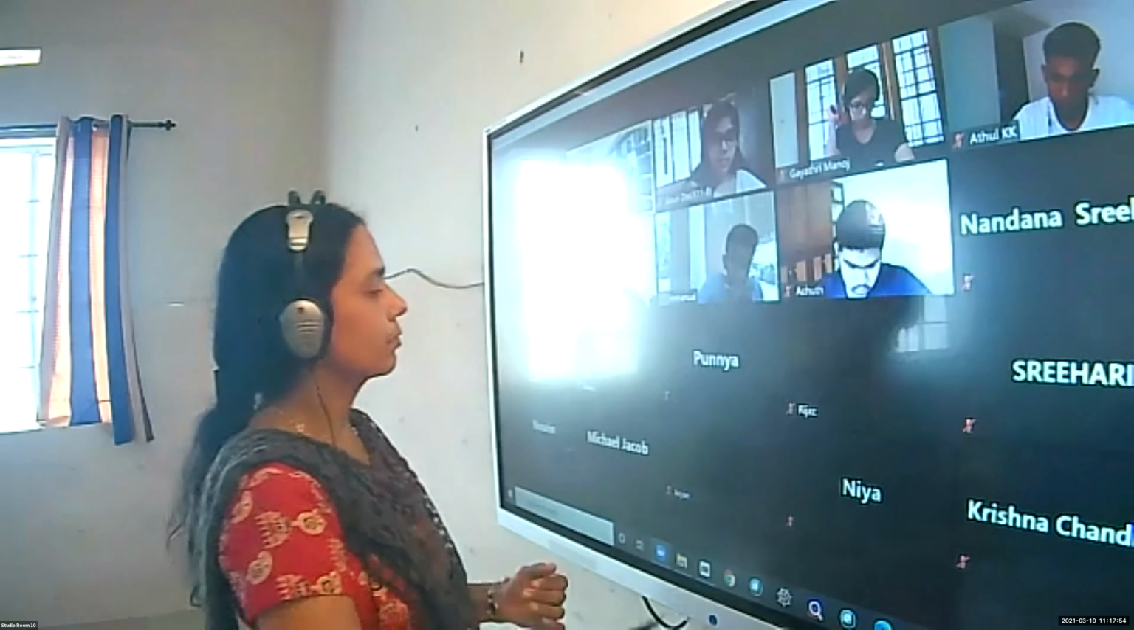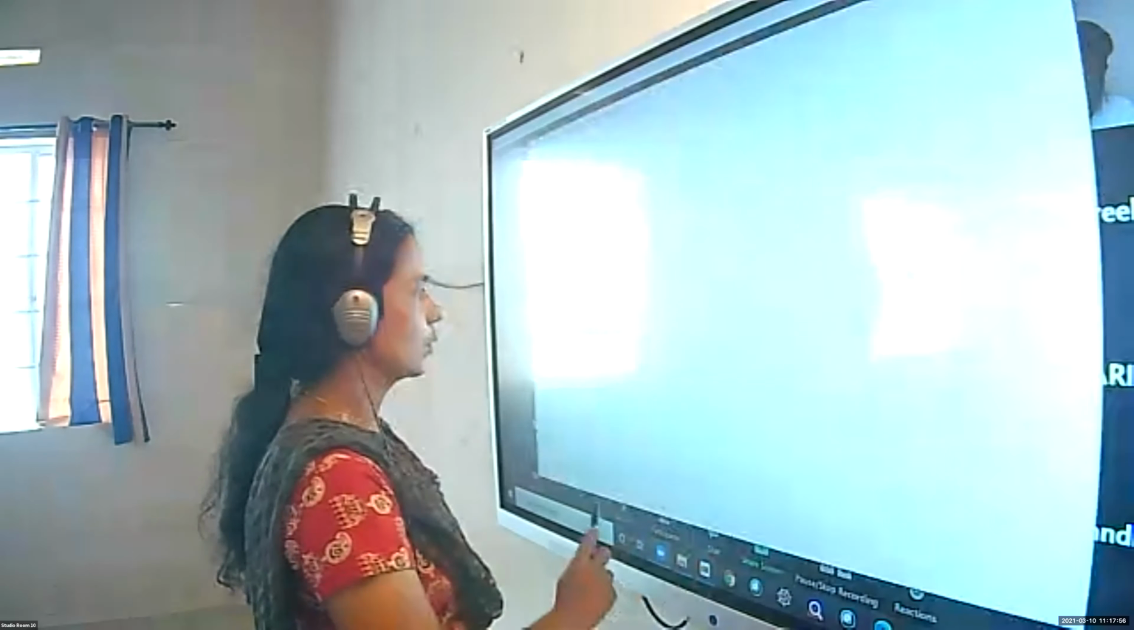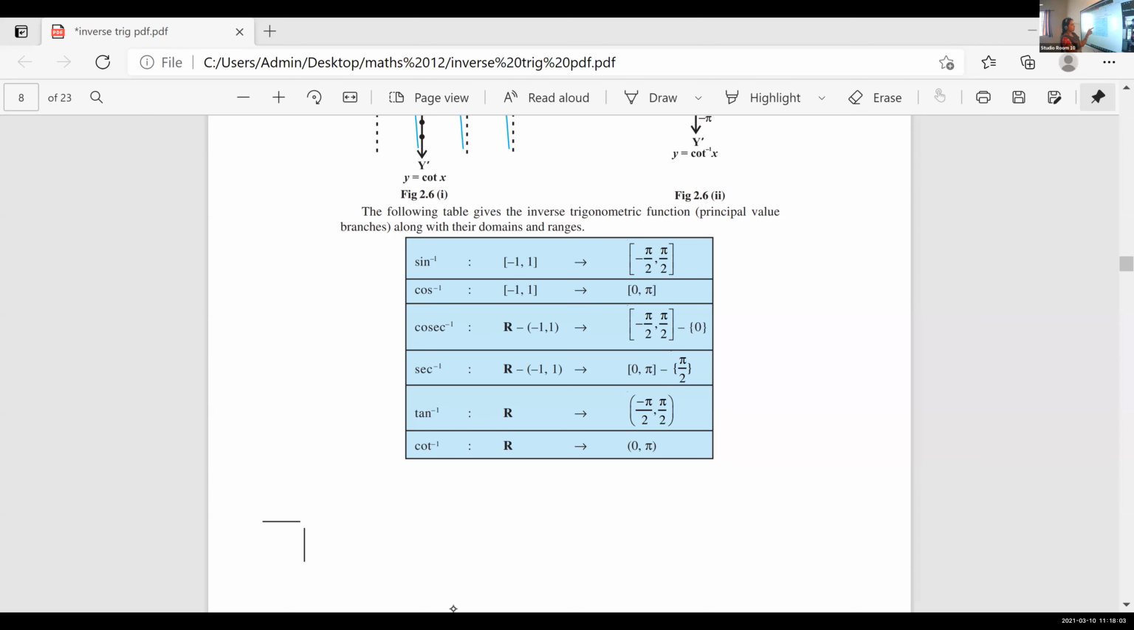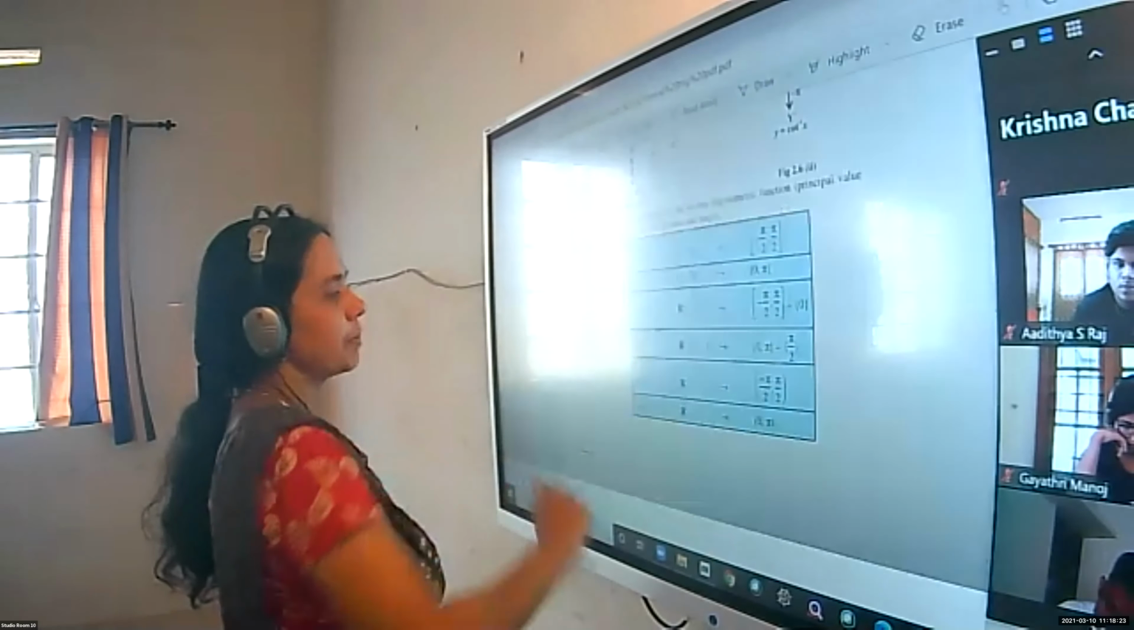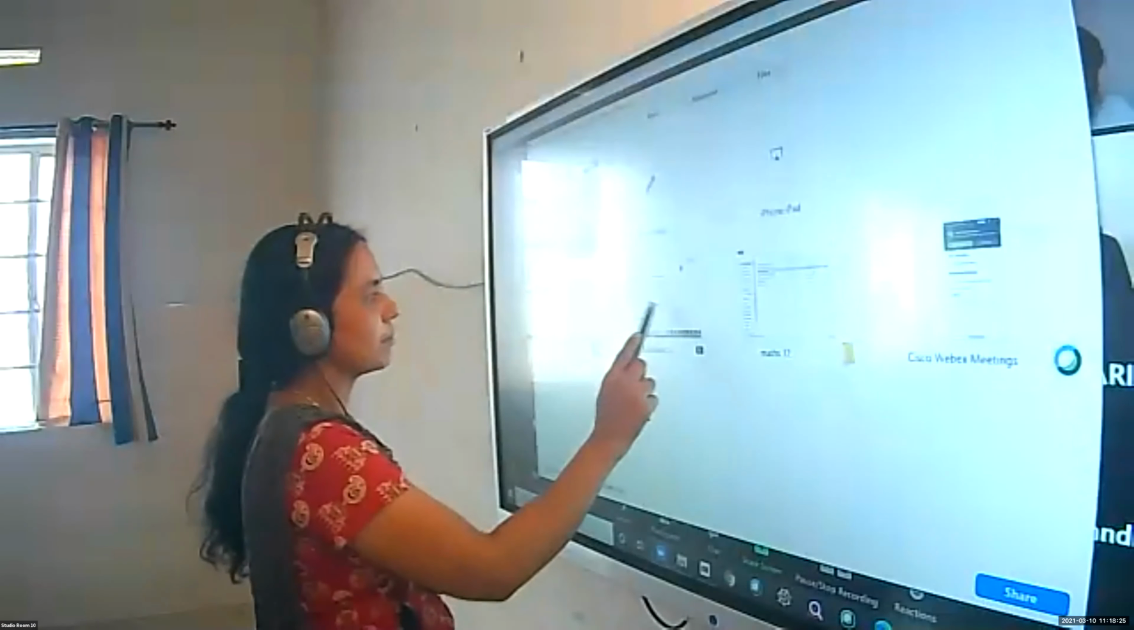Sine 0 is the value of sine 0? 0. Okay, for cosec, look here. For cosec, the principal value branch. If you take cosec, it is 1 by sine, isn't it? So 1 by sine 0 will become infinity. So for cosec, it is the same as sine, except we are removing 0. The principal value branch of cosec, we can remember in this manner.